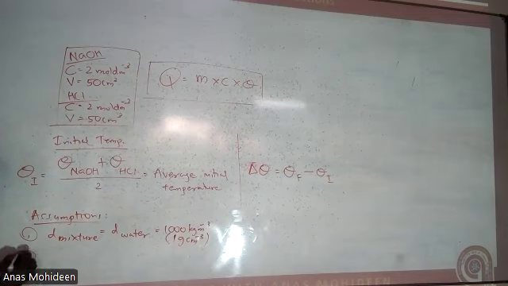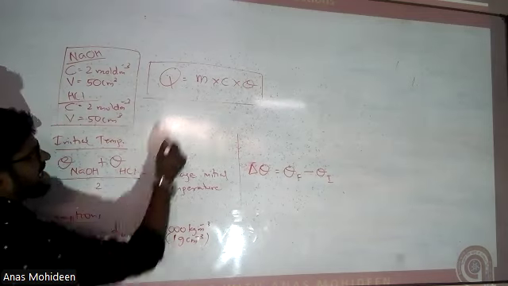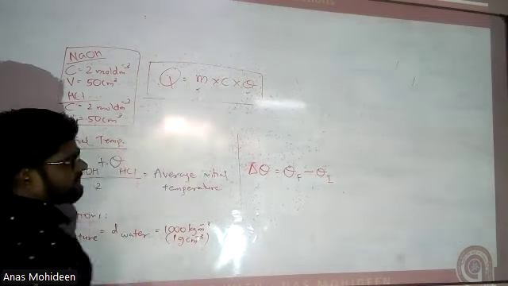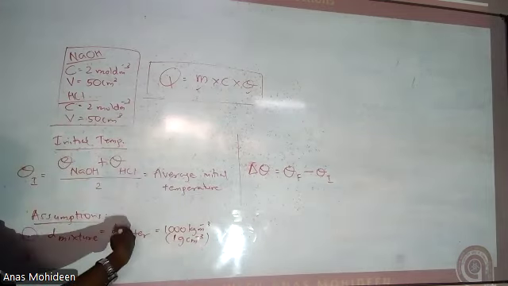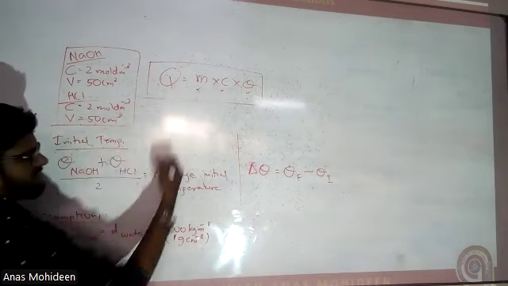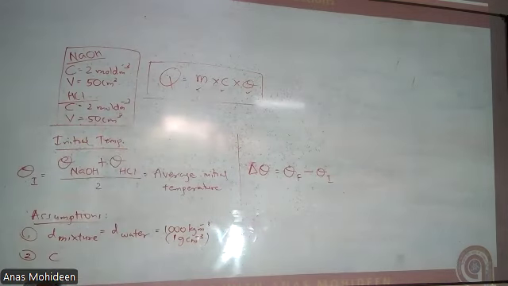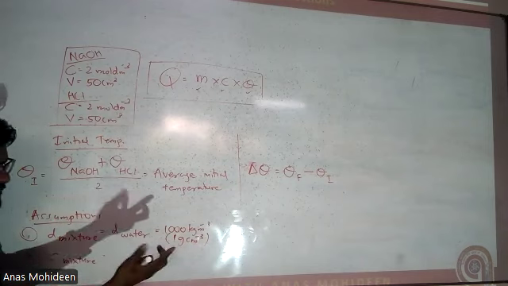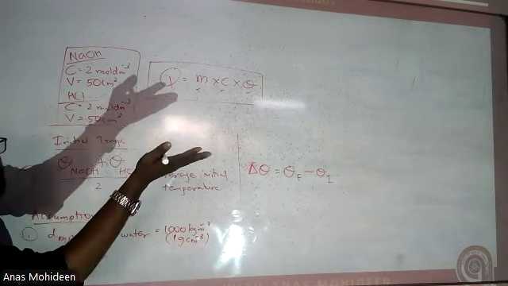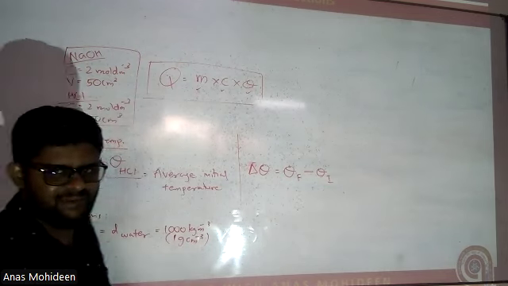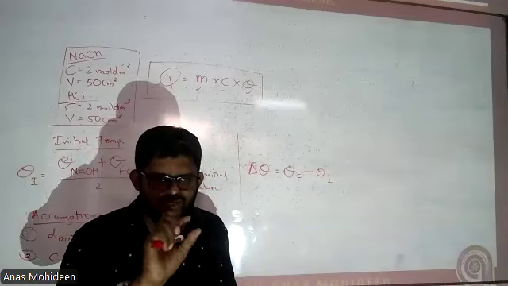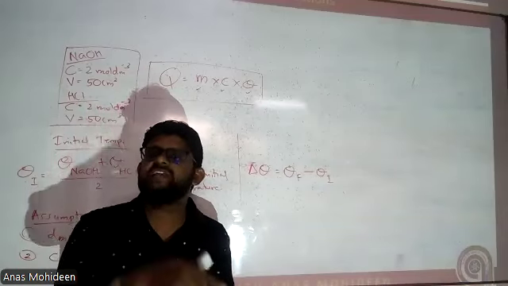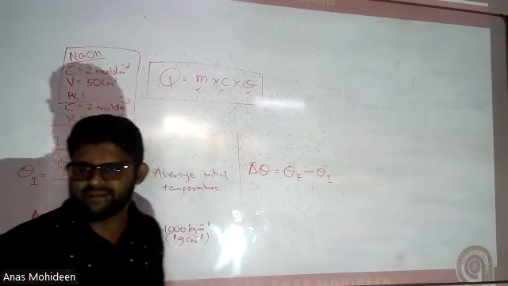The second assumption: now using this, I can find out the mass. Theta is already found, and mass we can find using this. And for C, the second assumption I made is the specific heat capacity of the mixture. Specific heat capacity means: for 1 kilogram of water, to increase the temperature by 1 degree Celsius, say from 30 to 31, how much heat you have to provide. That is specific heat capacity.